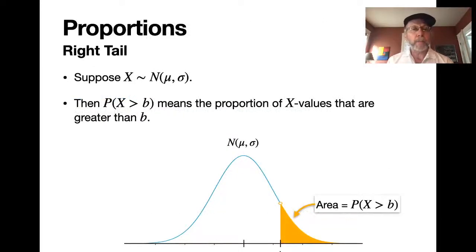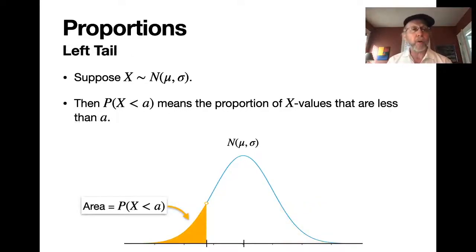In talking about the proportions that are represented by areas under the curve from a normal distribution, there's also some special notation. When I say the proportion of x values that are greater than b, I can denote that with a little symbol P(X > b). And all that means is exactly that English sentence. You see the area highlighted down there, and that area would be equal to the proportion of x values that are greater than b. That's called a right-tailed proportion.